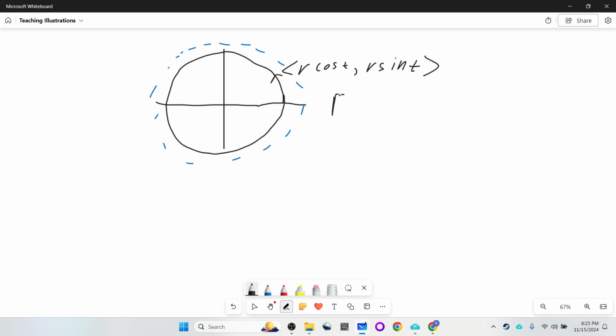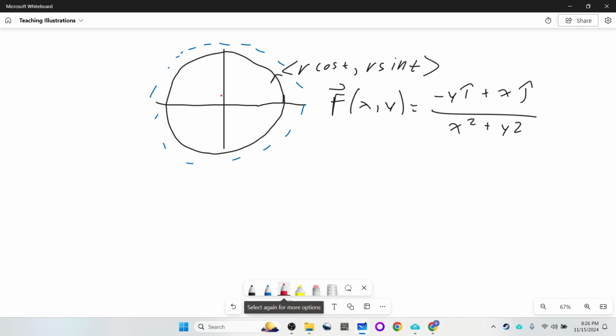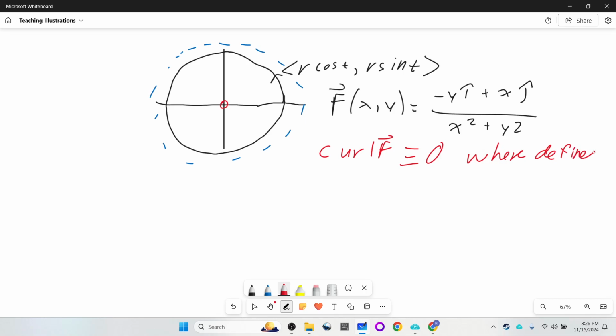But what was our field? It was negative y i plus x j over x squared plus y squared. There is a big hole right here at the center. The function is undefined there, so its derivatives certainly don't exist, and that means Green's theorem does not work. In fact, if you calculate the curl of this, it's 0 everywhere it's defined. I trust you can do the quotient rule on this and work it out.